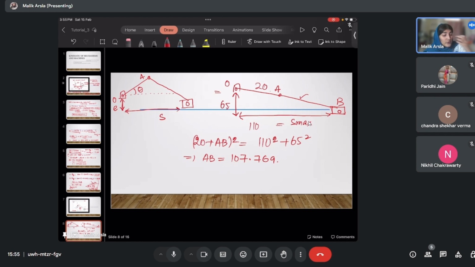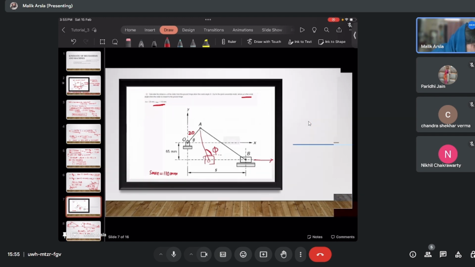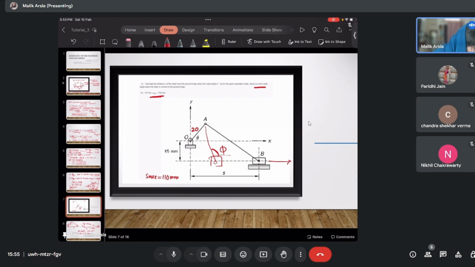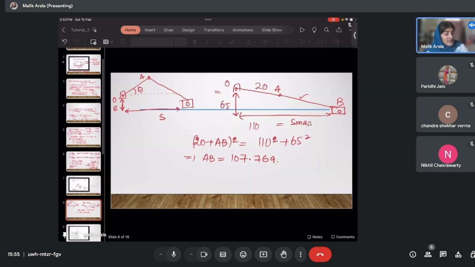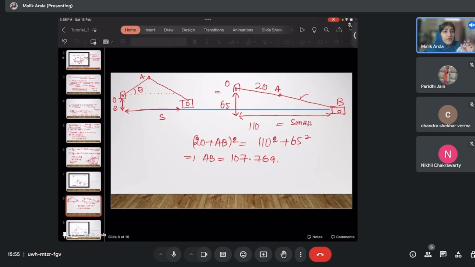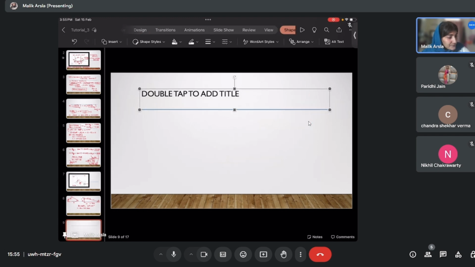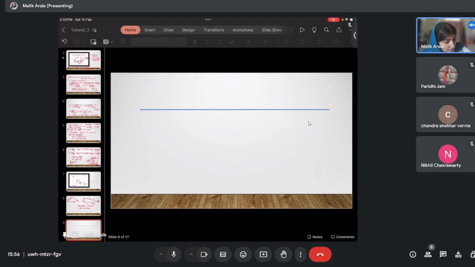Now moving to the next part of the question, what it was saying is, calculate the distance S when the crank angle theta is equal to 2 phi, where phi is the crank angle when the slider is the closest. So we will consider when slider is the closest. We considered the first case when slider was at maximum distance. Now we will consider when slider is at closest distance. So let us draw that configuration.